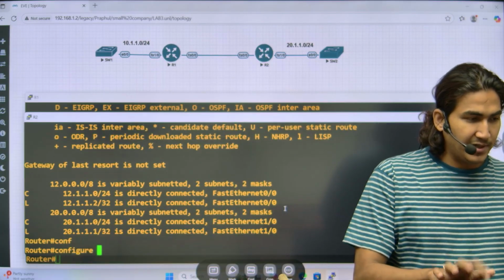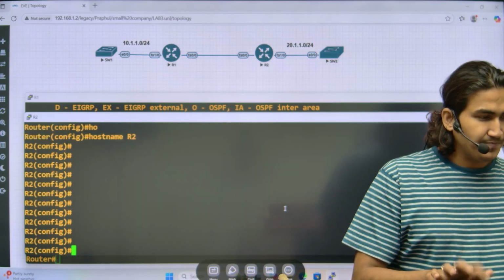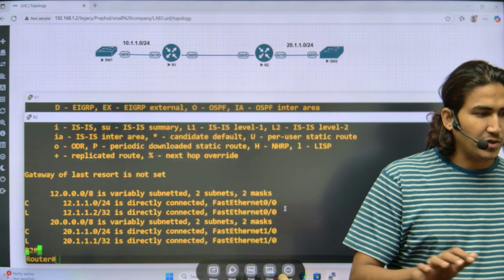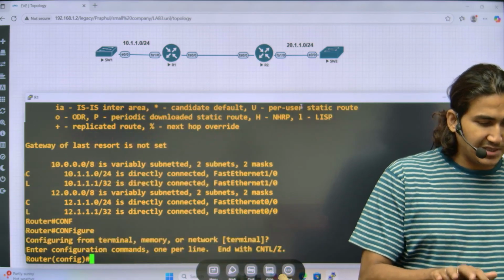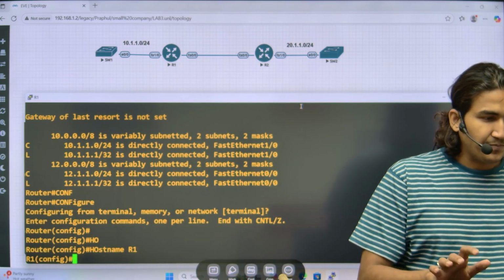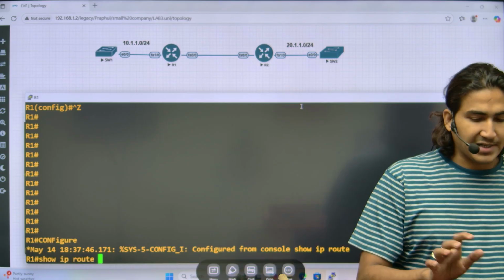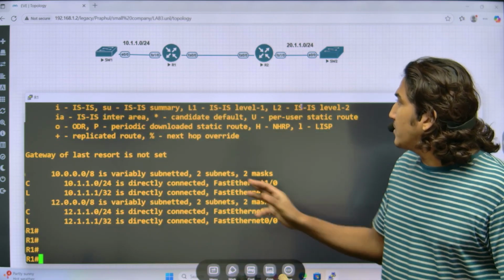If it is confusing you, then I can change the host name as well. Hostname R2, and then the routing table. So, show ip route, you can see we have connected networks only. And in the routing table of router 1 as well, this is R1, hostname R1, in the R1 routing table also you can see we have connected networks only. Okay, fine. So let's do one thing first.